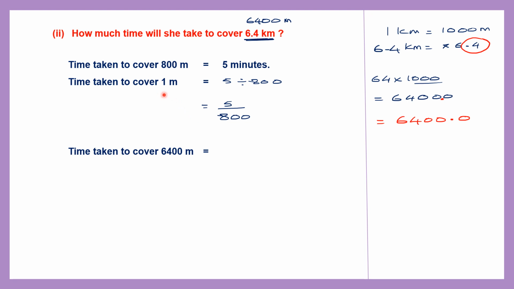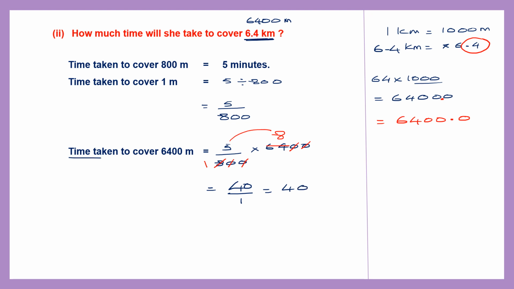Time taken to cover only 1 meter is so much. So if you have to increase to 6400 meters, it will be much more than that, which is multiplication. So 5 by 800 into 6400. Now we can cancel the zeros. Cancel the 2 zeros here, the 2 zeros here. And now we can cancel 8 and 64 by 8. 8 ones are 8 and 8 eights are 64. Now multiply the numerators. 5 into 8 is 40. And denominator is 1. So 40 by 1 is 40.